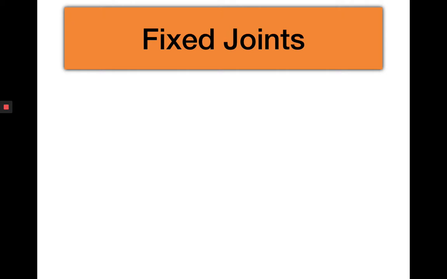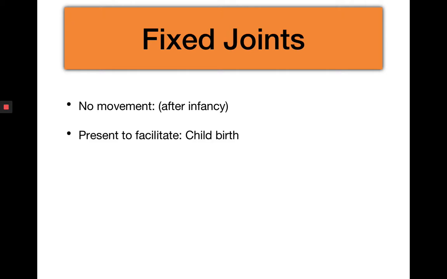Okay, so fixed joints first. No movement, like I said. They fuse together, and these are only present to facilitate childbirth. So an example of these would be our cranium. So these would fuse together, so it allows for easy passage. Also, it's going to allow for growth of the brain. And then our pelvis is made up of numerous bones, and also they fuse with the bottom of the spine. So it's just there to facilitate childbirth.